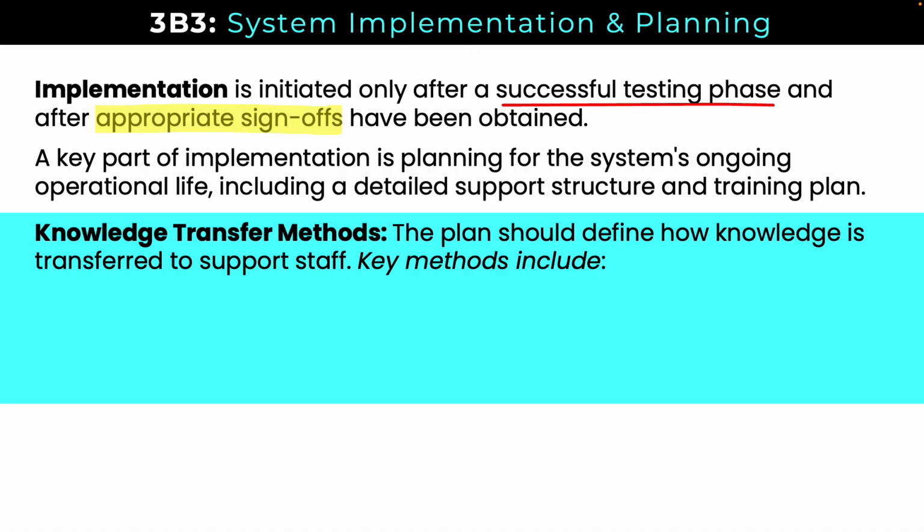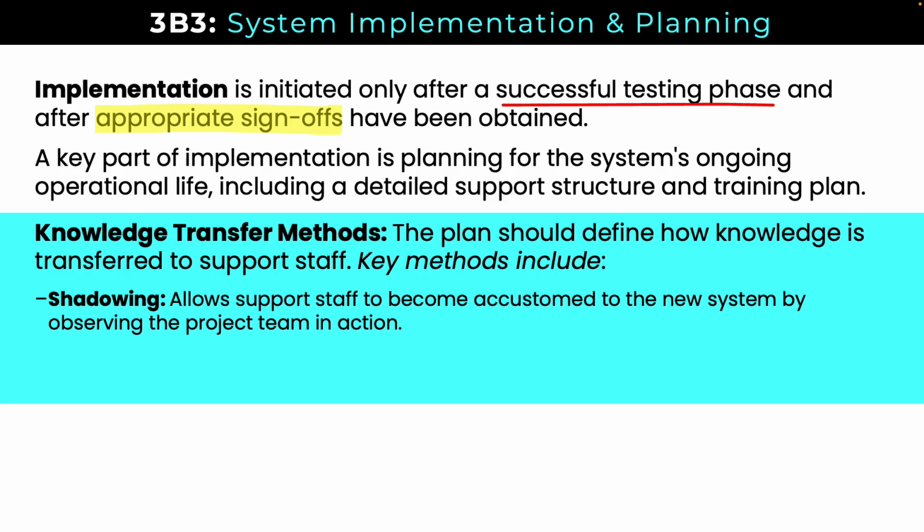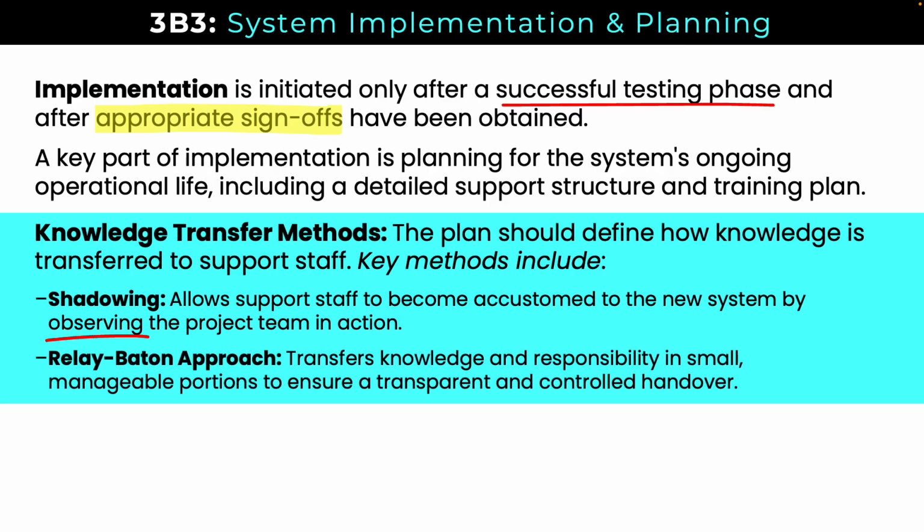Our key methods here would include shadowing, which would allow support staff to become accustomed to the new system by observing the project team in action. And we will want to do this before we get to that final release day. The relay baton approach, which transfers knowledge and responsibility in small manageable portions to ensure a transparent and controlled handover. So that's a great approach for a busy team that doesn't have an entire day or a week to stop what they're doing, supporting operations, to learn this new application or system.